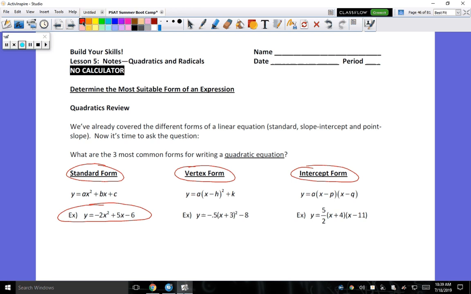Go for it. Y-intercept is -6. Yep. Y-intercept, you can say is 0, -6, or y is equal to -6. What else can you tell me about it? Not necessarily a slope, but it's got an a value of -2. It opens down. So it opens downward.